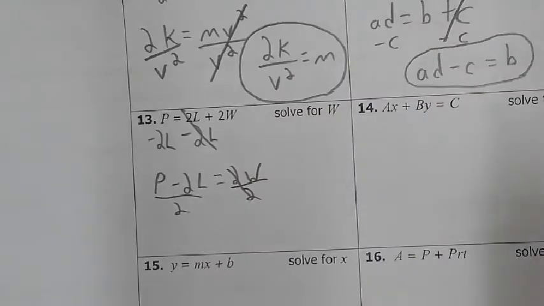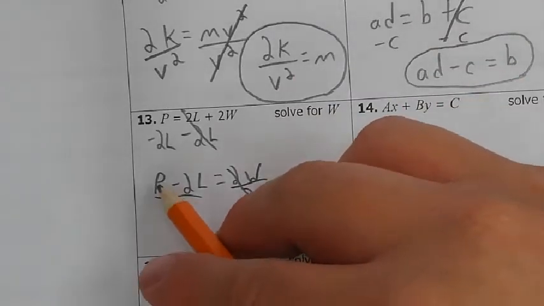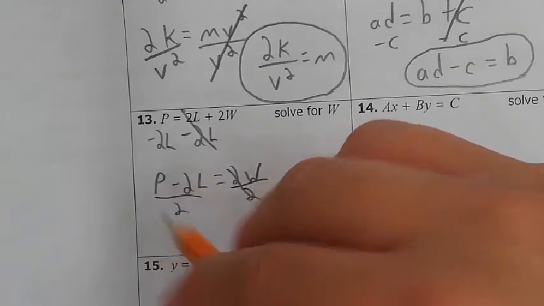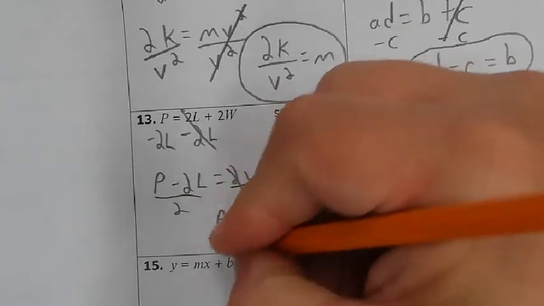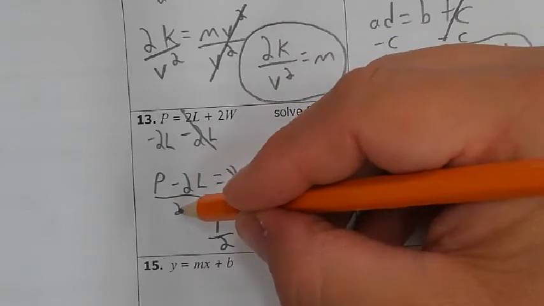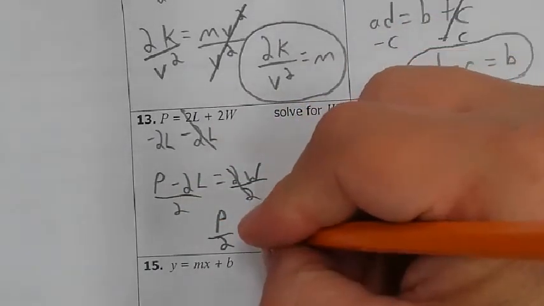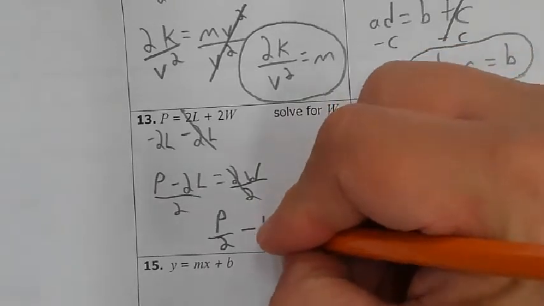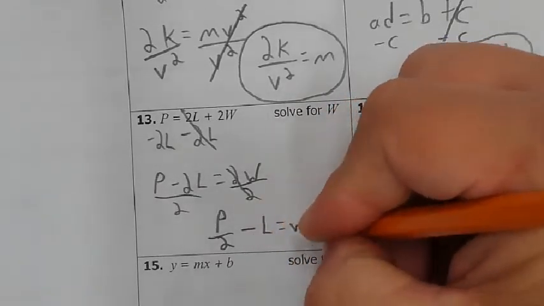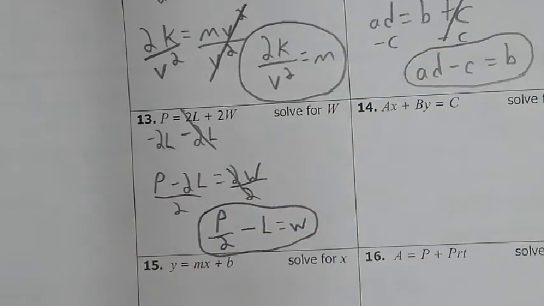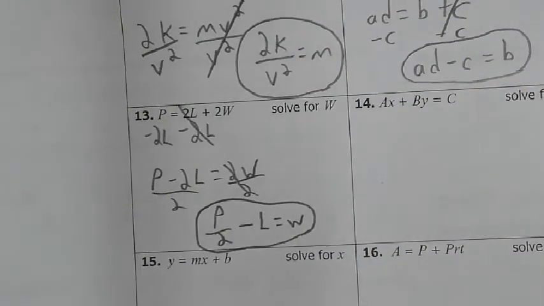You're close. So what we're going to do is divide by 2 on both of these things. So this would be P over 2 minus 2L over 2. Well, what is negative 2 divided by 2? Negative 1. So all you're going to do is minus 1L or just minus L equals W. So you did negative 2 divided by 2 and got negative L. Negative 1, but you don't have to put the 1.